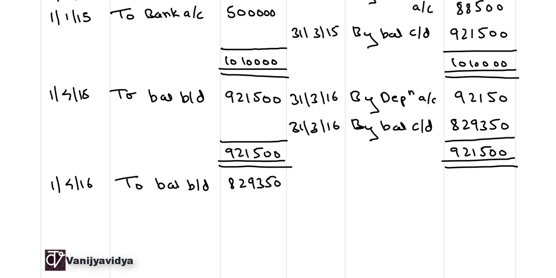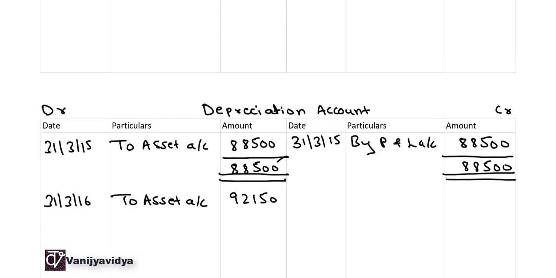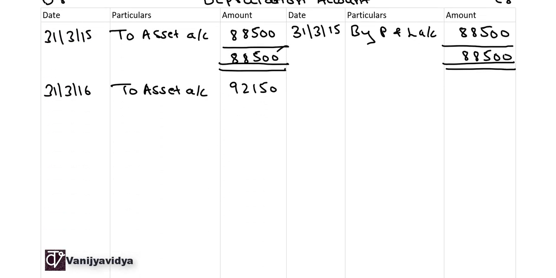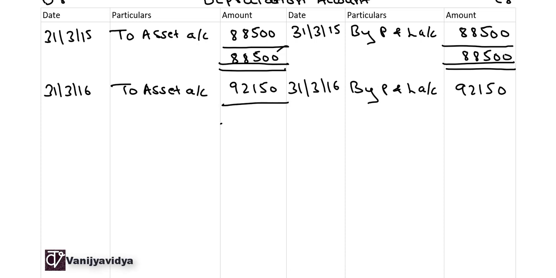Now let's close the depreciation account also. The depreciation account, since it's an expense account, on 31st March 2016 will be transferred to profit and loss account. So the entry will be profit and loss account debit to depreciation account, amount is 92,150. Since it's an expense account, nominal account, there is no opening and closing balance.